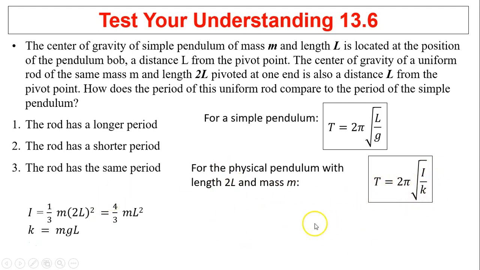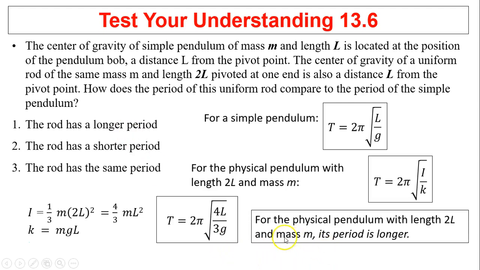T equals 2 pi times the square root of I over kappa. So we have T equals 2 pi times the square root of 4l over 3g. Compare this to the simple pendulum: T is bigger, because the rod's length is longer. So the rod has a longer period. For the physical pendulum with length 2l and mass m, its period is longer.